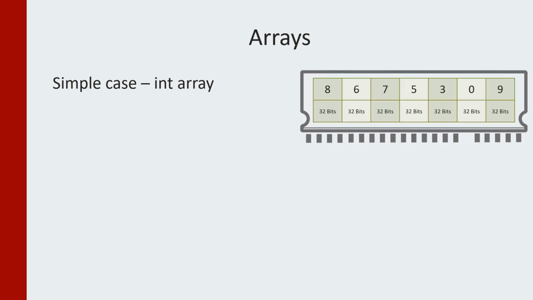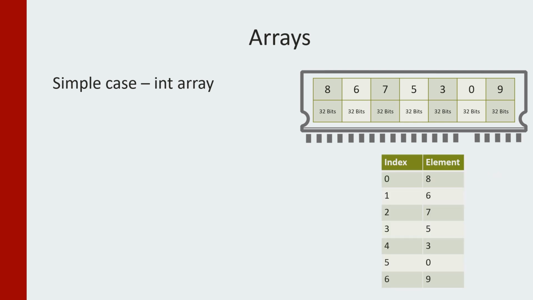And so basically remember, integers or ints are 32 bits long. So if I set up an array of length 7 here, each of these ints that are being held is a length of 32 bits and it's contiguous in memory. And so I've basically made this array of 7 elements, which is 8, 6, 7, 5, 3, 0, 9. And I can also write it as this index and this element. So I know that at index 0, I have element 8, and so on until index 6.